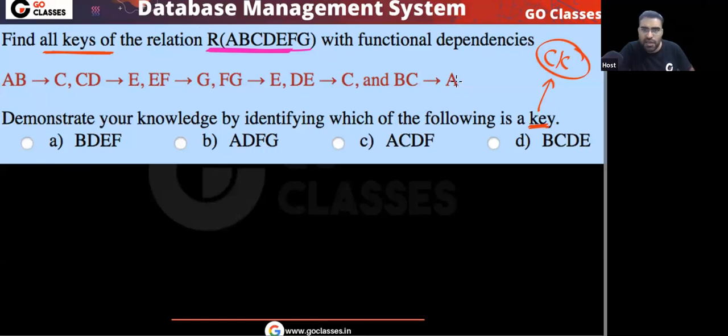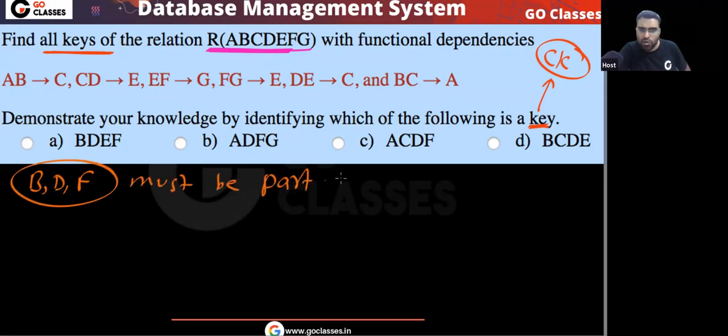You can see A is appearing, C is appearing, E and G are appearing. Only A, C, E, G are appearing on the RHS. So B, D, F do not appear, right? So can I say that B, D, F must be part of every candidate key?